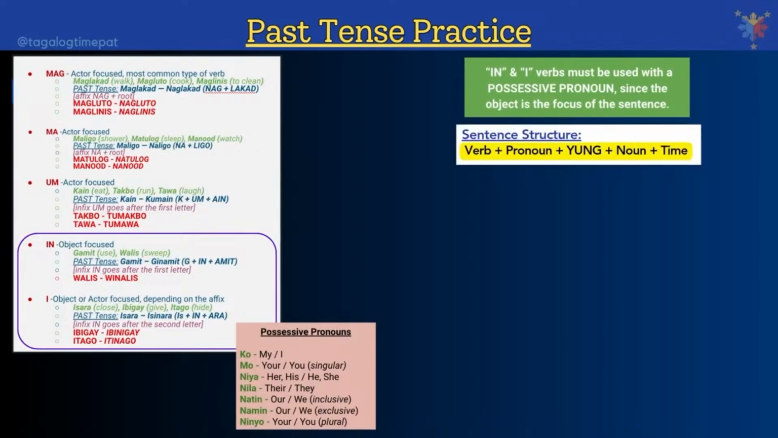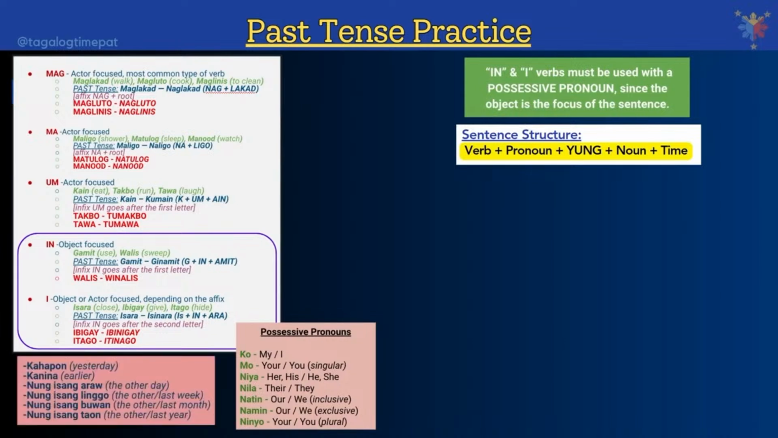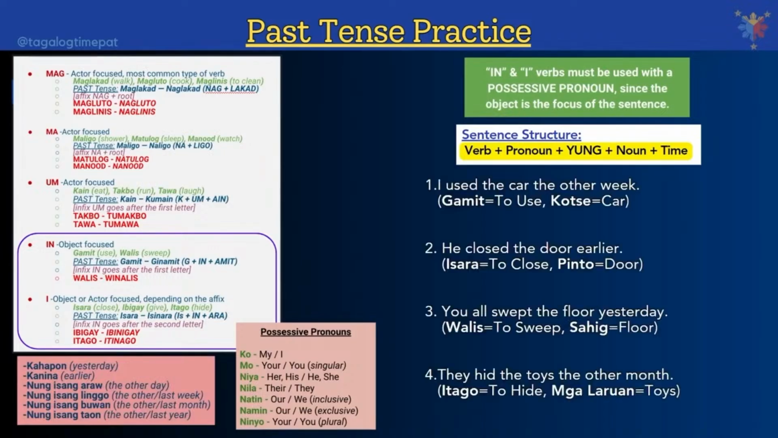And then the sentence structure now would be verb plus pronoun plus the word yung, which means the. Sometimes it can be ang. They are interchangeable usually. Then it's the noun and then time. And then again, down here in the bottom left corner are the vocab terms to indicate past tense. And let's take a look at some examples. So number 1, I used the car the other week. And I gave you some hints. Gamit means to use. Coche means car. So let's do this one together.